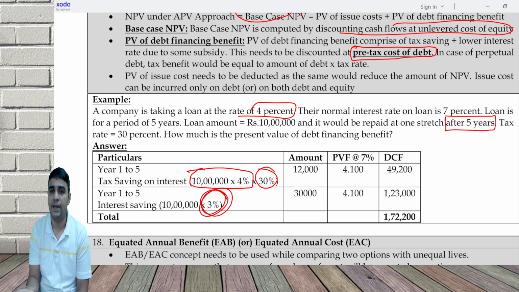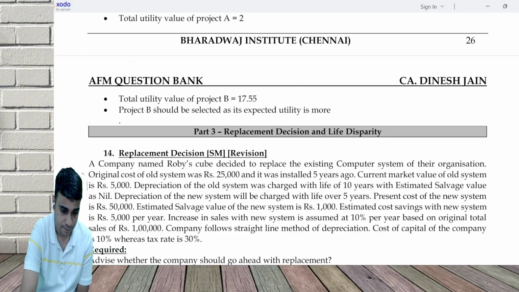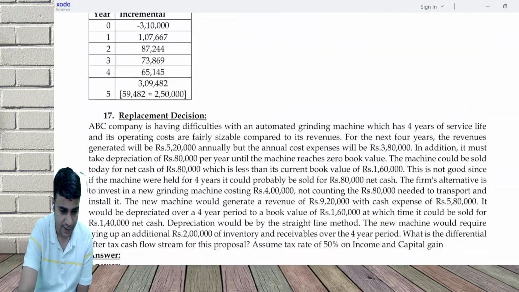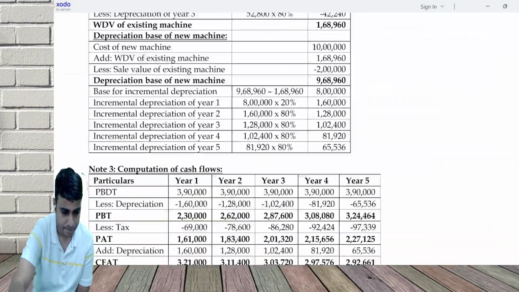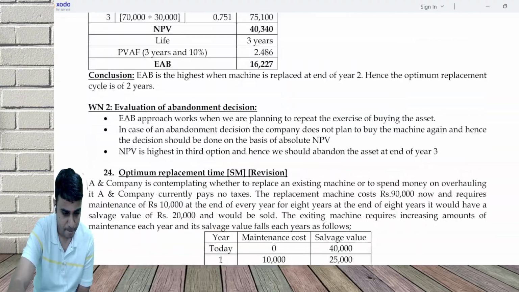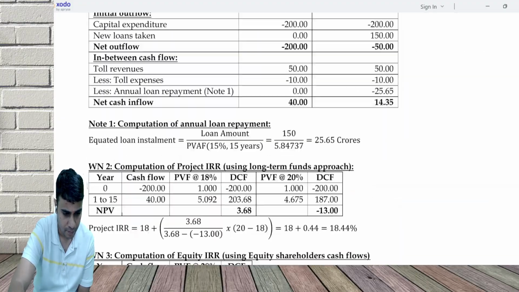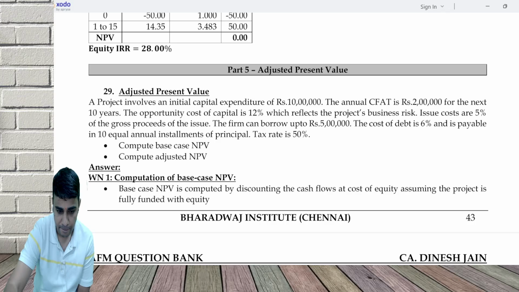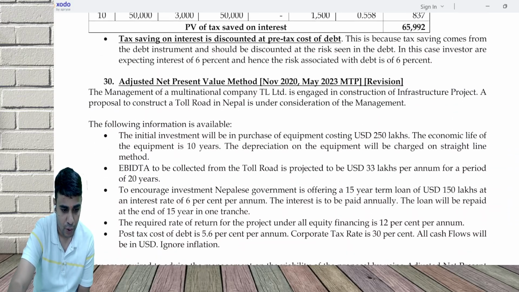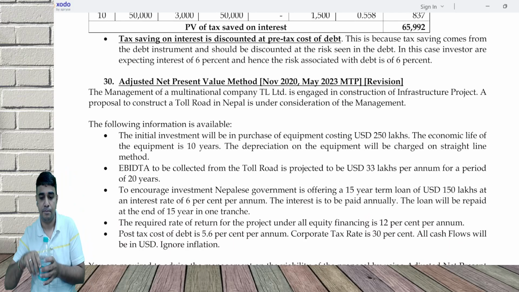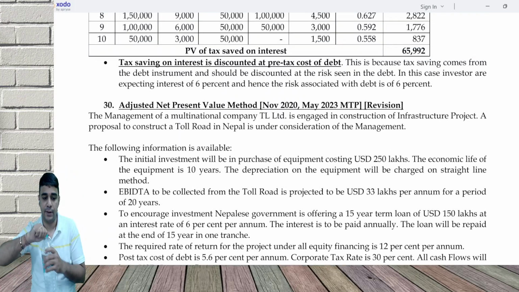So wherever you are doing NPV analysis, you will add 170 to 200. We'll see this in a problem in 2-3 minutes. You will save 1,70,000 to 200. Able to understand this? Let's see this in a question now. I'll come to replacement decision later on. Page 44, question 30. Go through this.